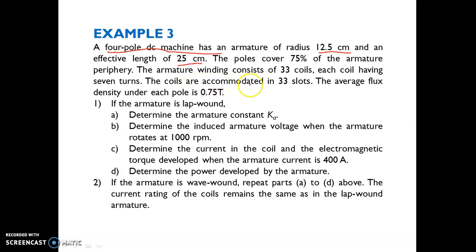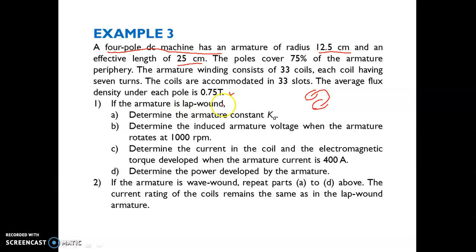There the coils are accommodated in 32 slots. Slots are given like this. There are slots like this, and these coils are placed in these slots like this. These coils are placed in 33 slots. So the average flux density for one pole is 0.75 Tesla.